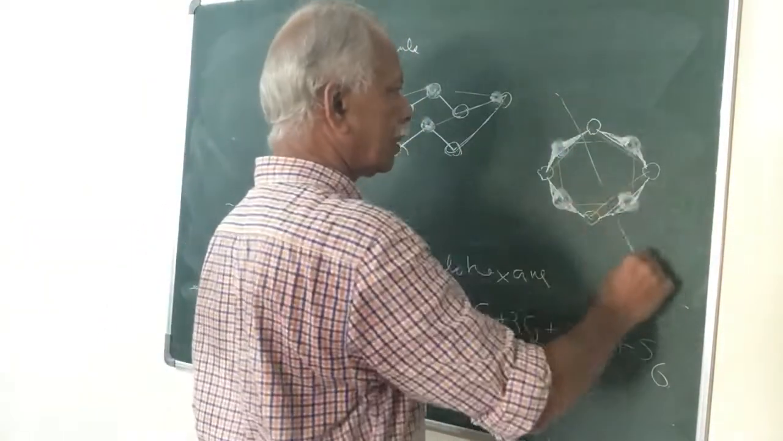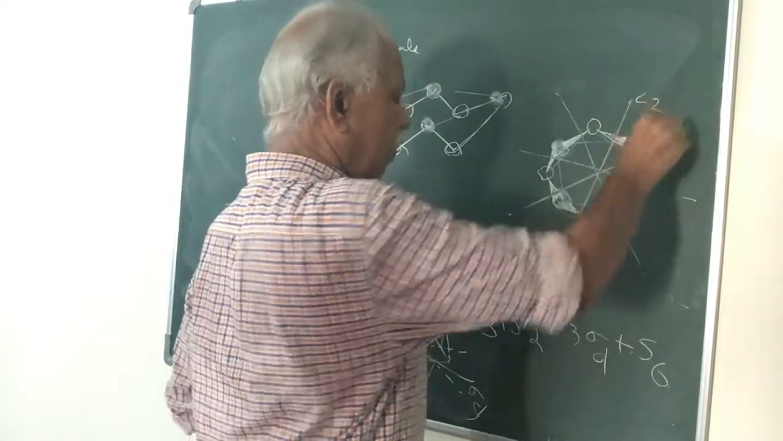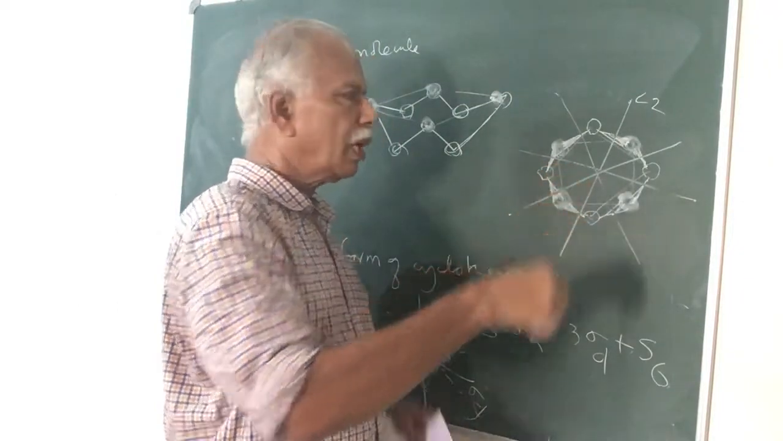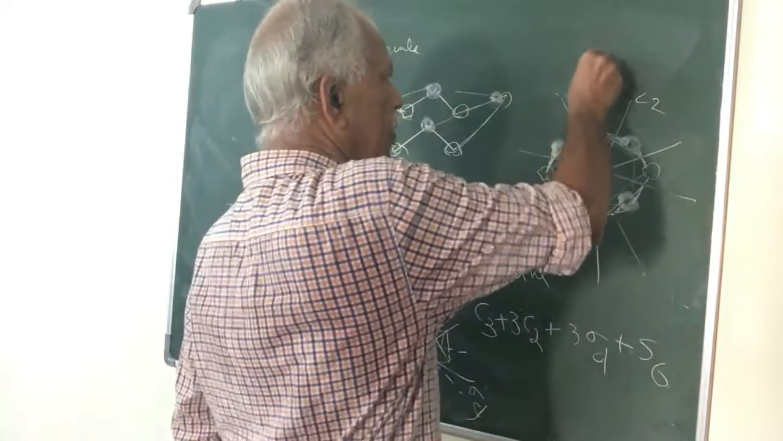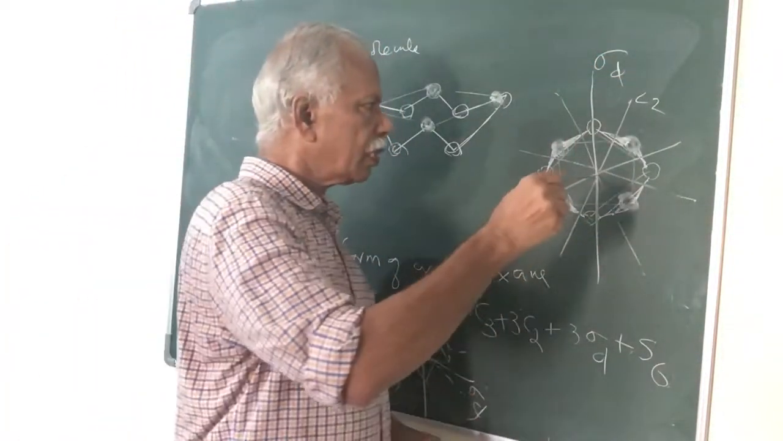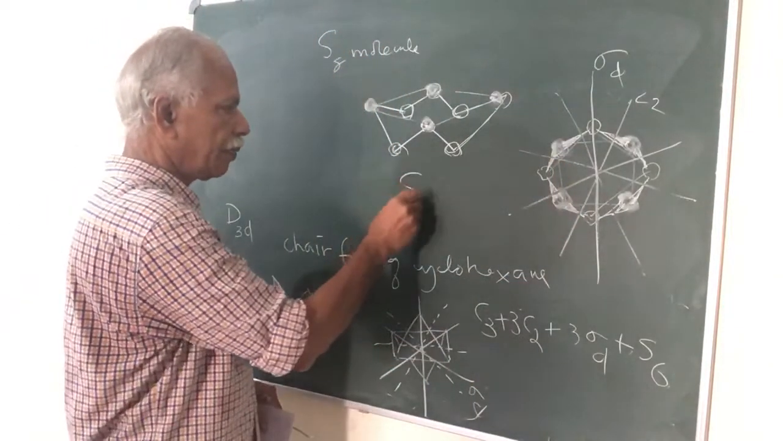This will be the C2 axis in this manner. C2 axis, and this is the C4 axis, and all these are planes. Such planes will be sigma d's. Coaxial with the C4 axis, there is an S8 axis.